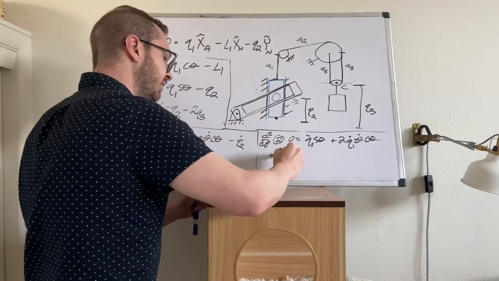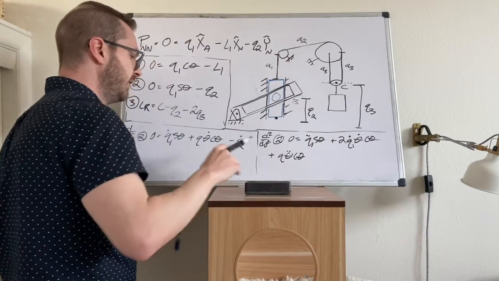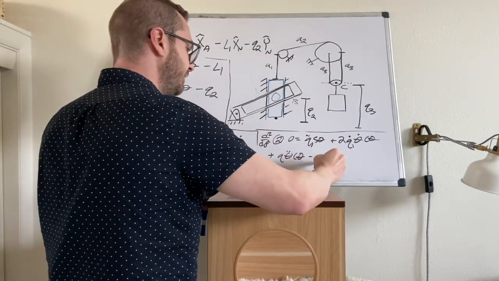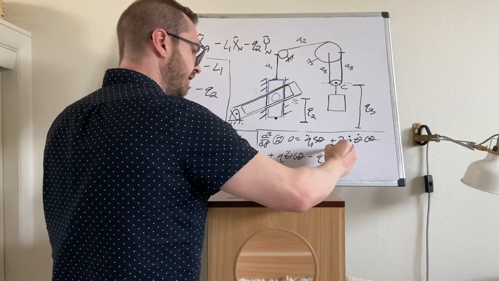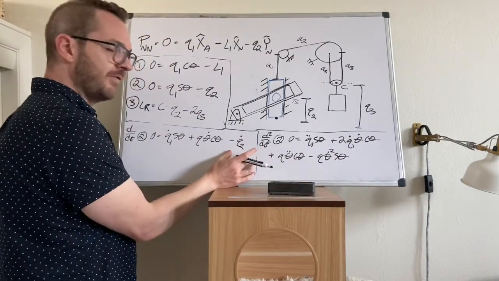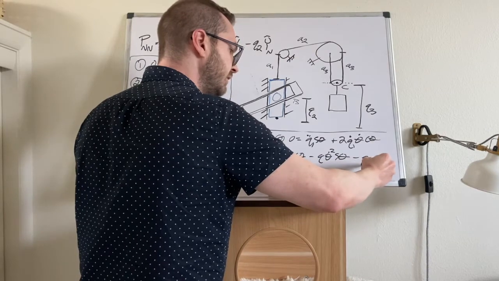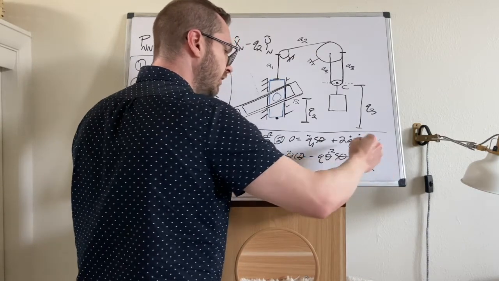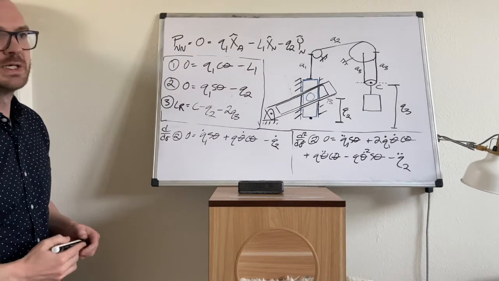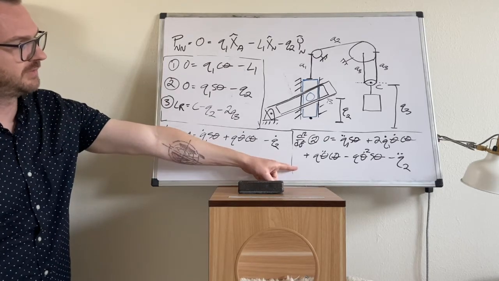So next, plus q theta double dot cosine theta. And of course, we take the derivative of cosine, we get negative sine. So negative q theta dot squared sine theta. And we still have this slip velocity, so this becomes a slip acceleration, q2 double dot. Okay, so here was the second velocity constraint. Here's the second acceleration constraint.